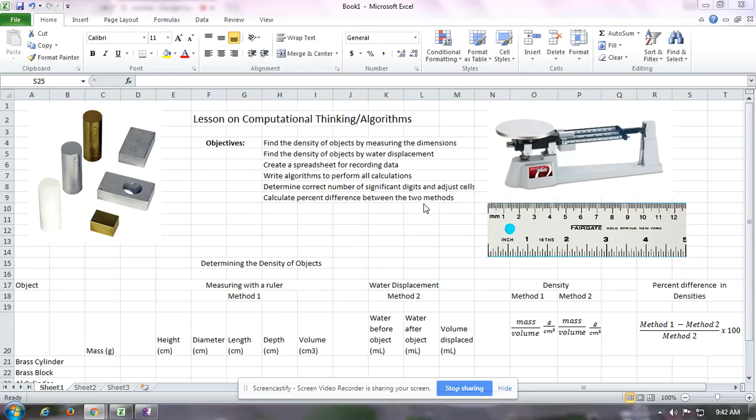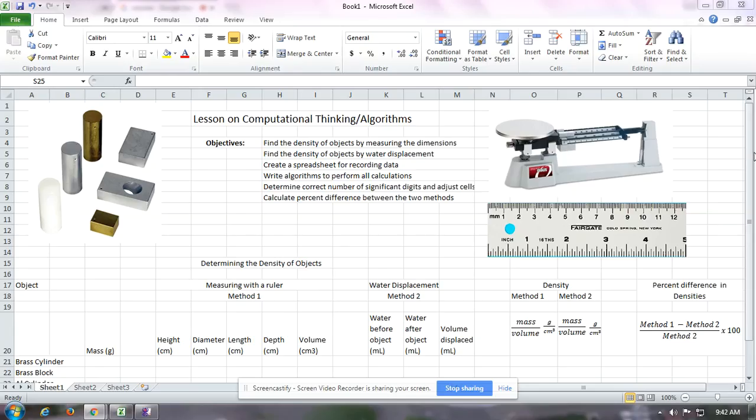between the two methods. I have shown here on the screen that maybe you would pick this set of objects to find the density. Obviously, you would probably know what these things are if you ordered them, because they typically send you what the density is, but I'm not so concerned with this right now for them to actually get the correct density as much as I want them to learn how to manage a spreadsheet and write algorithms so that the spreadsheet will do all the calculations for you. They would use a triple beam balance and, of course, a metric ruler.